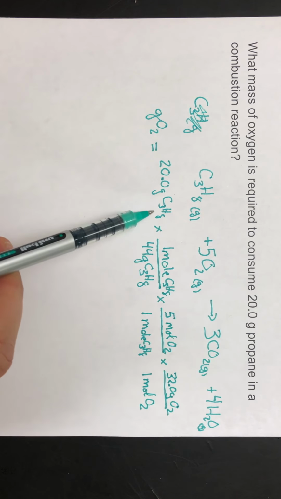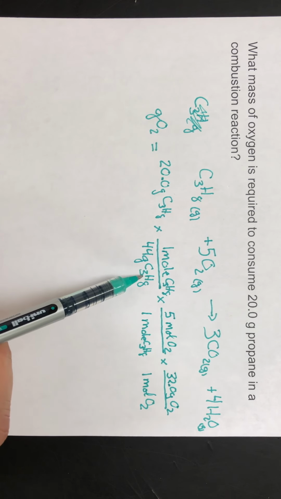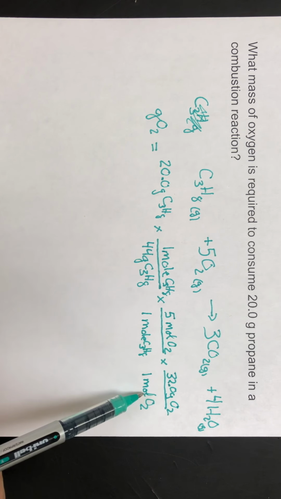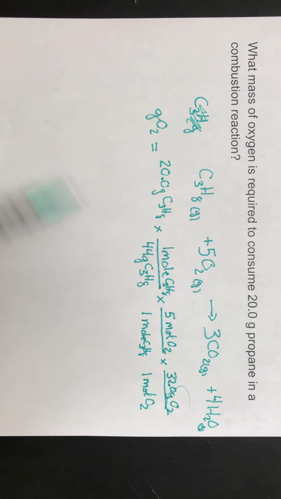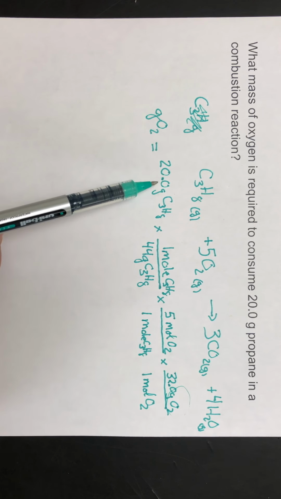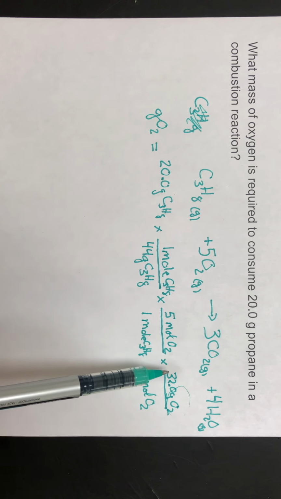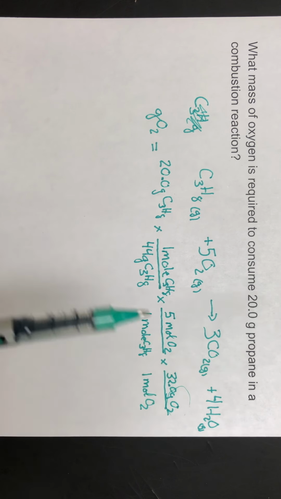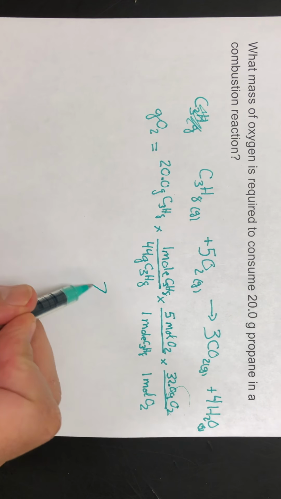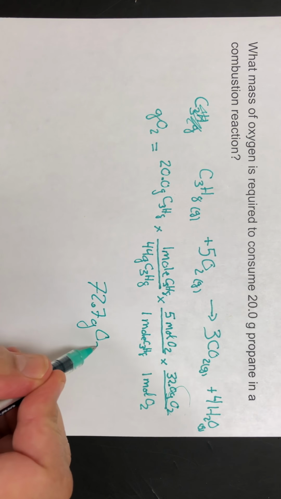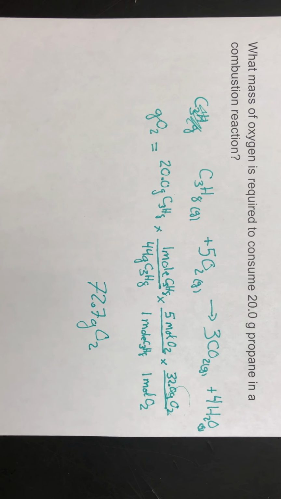Take a look at the pattern of labels. Grams of propane cancels. Moles of propane cancels. Moles of oxygen cancels. And I'm left with grams of oxygen. To do the math, I'm going to type in 20 divided by 44 times 5 times 32. And my calculator says 72.7 grams of oxygen would be required to react completely with 20 grams of propane.